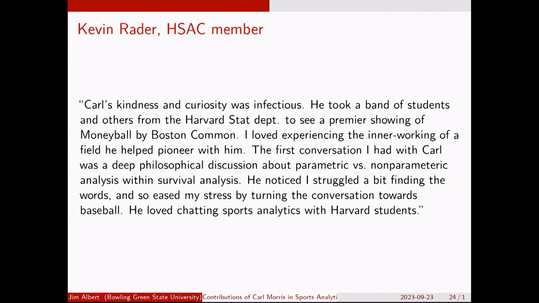Kevin Rader mentions that Carl took a band of students to see Moneyball. By the way, Carl is mentioned in the book Moneyball. So they saw a premature showing of Moneyball at Boston Common. They had some conversation about parametric versus non-parametric fitting and survival analysis, and this particular student was struggling with the conversation, so Carl quickly shifted towards sports because he loved chatting sports analytics. I was a professor at Bowling Green for many years, and we had some activity with students, but nothing like this. This is a very special organization, and Carl was a really big part of that.